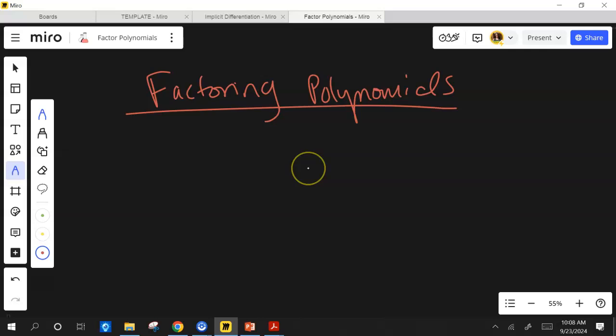Now am I done? Yes, because I look at each parenthesis here and none of them can be broken down any further. Does that make sense?